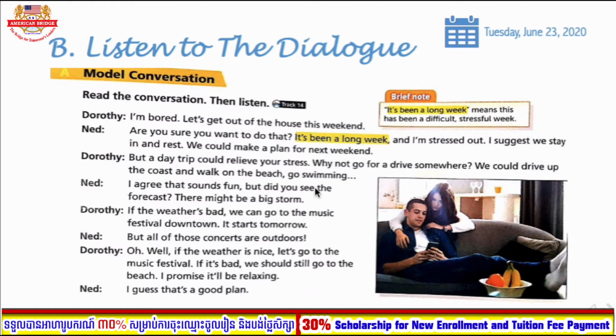Track 14. I'm bored. Let's get out of the house this weekend. Are you sure you want to do that? It's been a long week and I'm stressed out. I suggest we stay in and rest. We could make a plan for next weekend. But a day trip could relieve your stress. Why not go for a drive somewhere? We could drive up the coast and walk on the beach, go swimming.